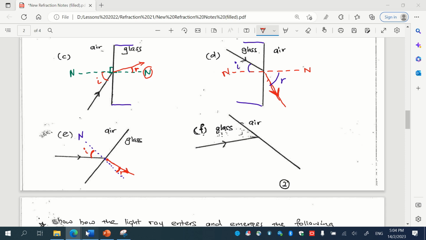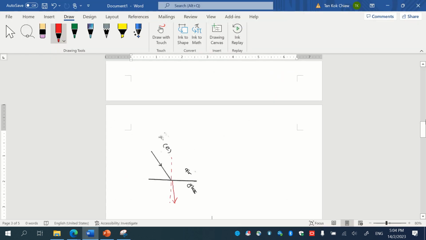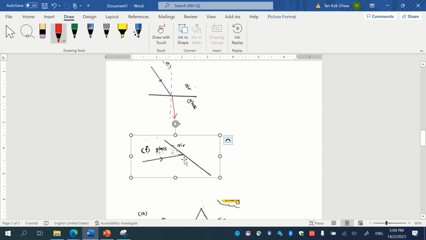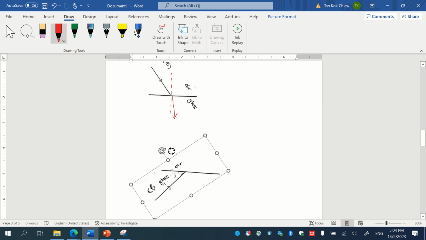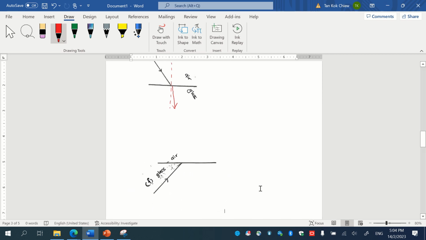Now similarly for F, again you don't like slanted surface, just rotate. There, I show you F. You don't like slanted surface like that. Rotate until it becomes horizontal to you. Okay, now it's horizontal. Then you can start drawing your normal line. Look at the sector where it bends, and whether it bends towards or away. Glass to air, bend away.